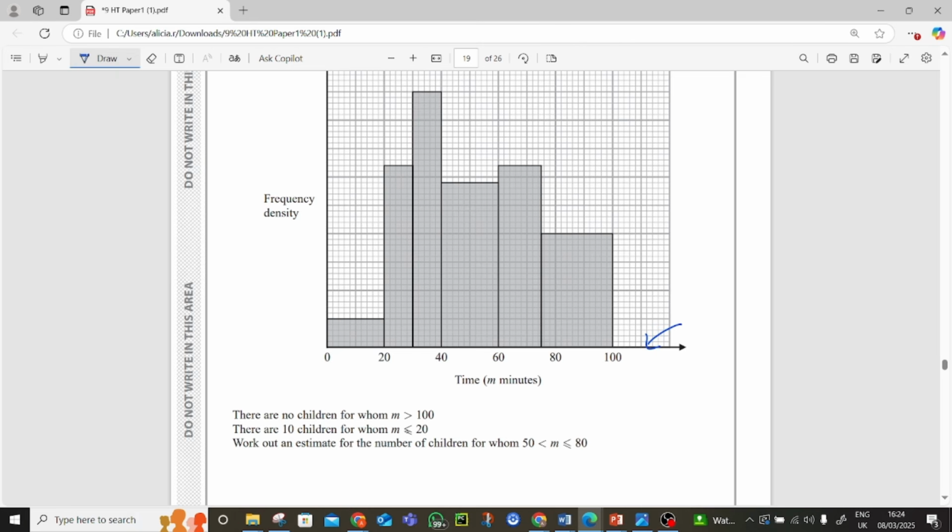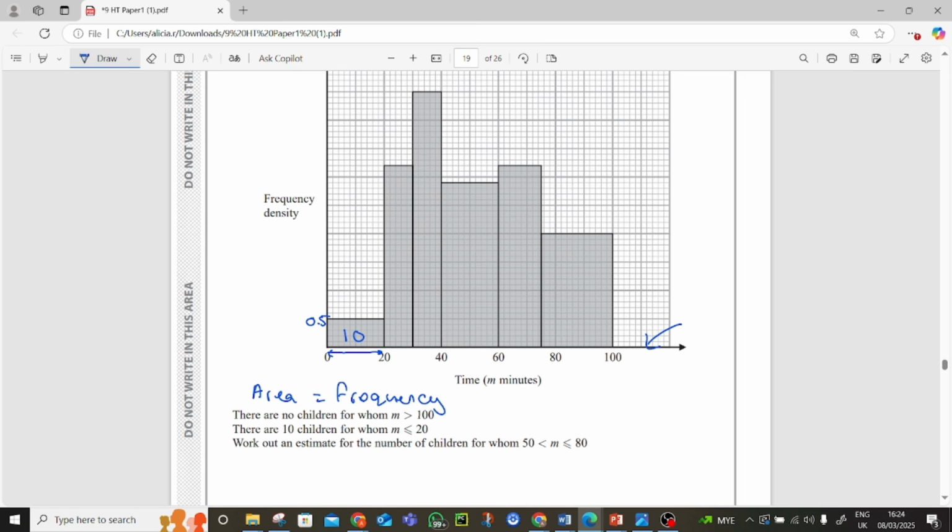There are 10 children for whom the minutes that they take is less than or equal to 20. So that's this first bar here. This must represent 10 children. Now in a histogram, area is frequency and frequency is area. So what that means is that the area of this bar must be 10. Area equals frequency. And so if the area of the bar is 10, I know that this side here is 20. And so 10 divided by 20 is 0.5. So the height must be 0.5.